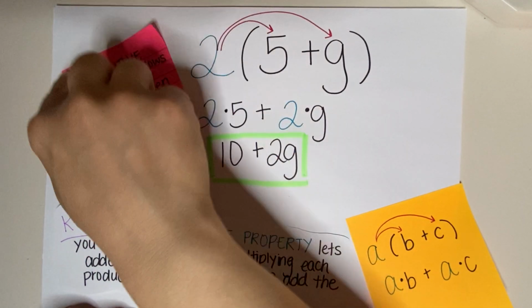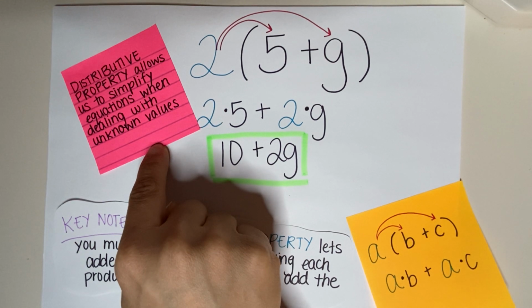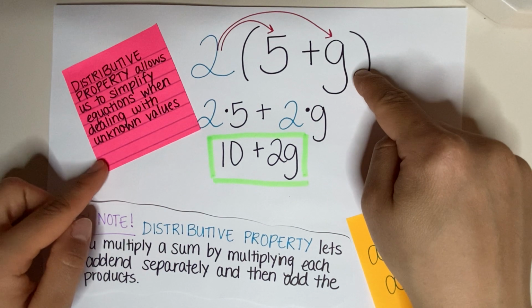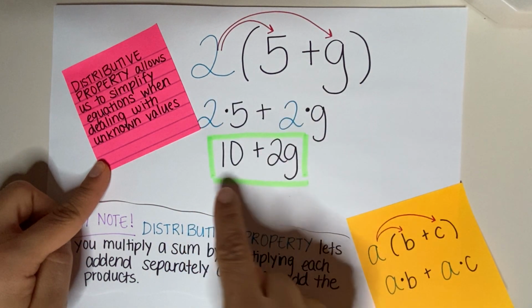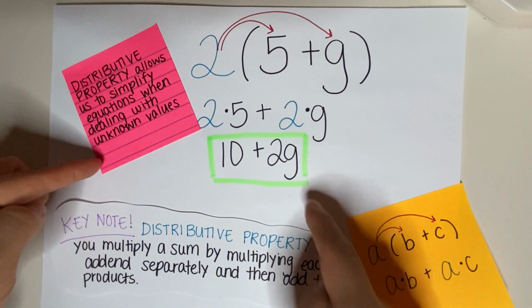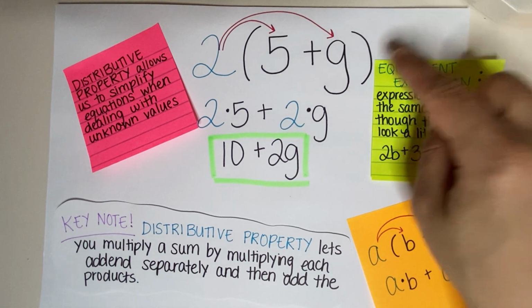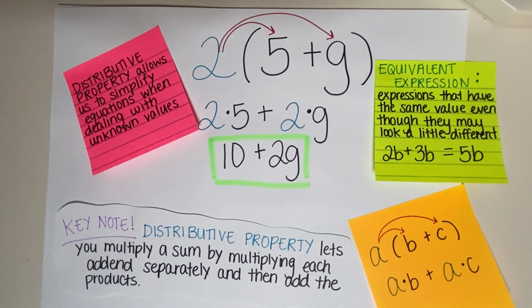So the distributive property allows us to simplify equations when dealing with unknown values. So we just simplified it. And again, this expression up here and what we just got down here, those are equivalent expressions. They have the same value, even though they look a little different. All right, let's go ahead and look at another example.